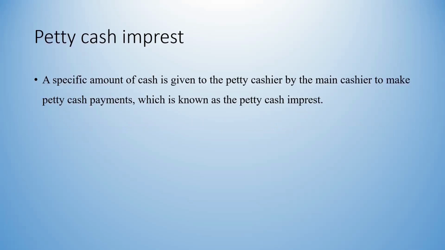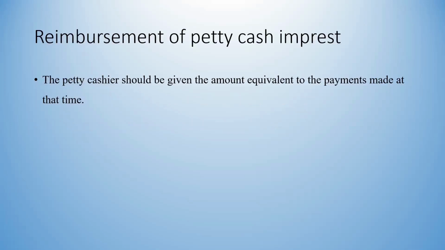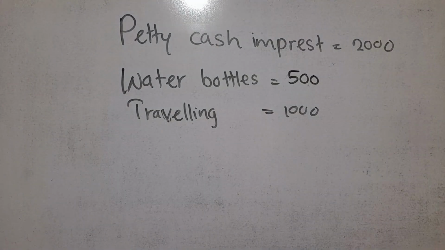Petty cash imprest: the amount of cash given to the petty cashier by the main cashier. At the beginning of the month, the main cashier gives money to the petty cashier for petty expenses. It is the petty cash imprest. Reimbursement of petty cash: at the end of the month, the petty cashier should be given the amount equivalent to the payments made. Look at this example.